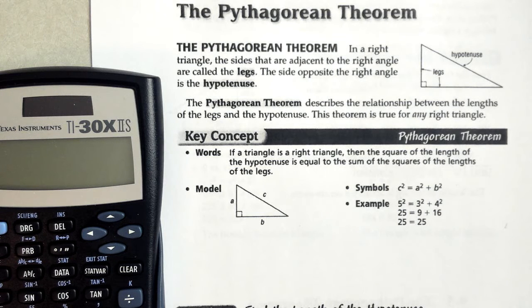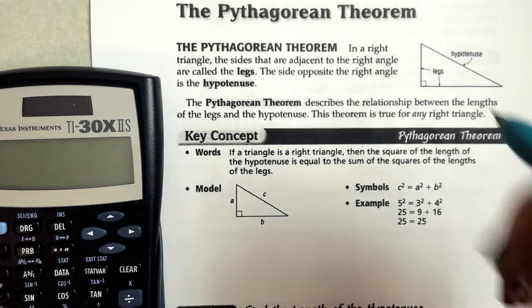Today we're talking about the Pythagorean Theorem, and with the Pythagorean Theorem we are talking about right triangles. So notice it says in a right triangle the sides that are adjacent to the right angle are called the legs.